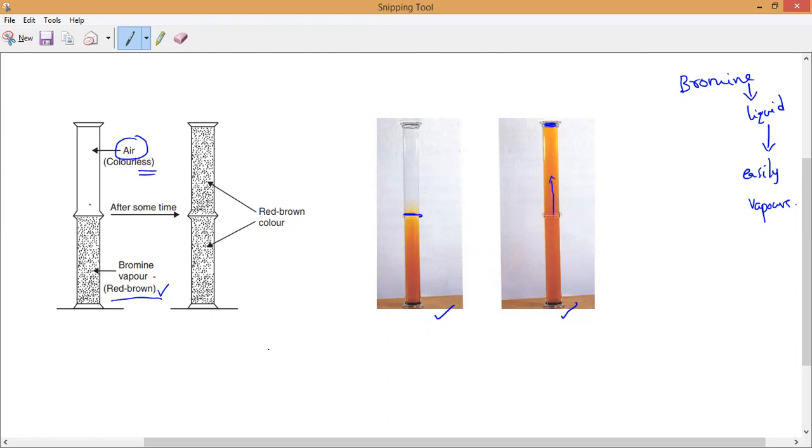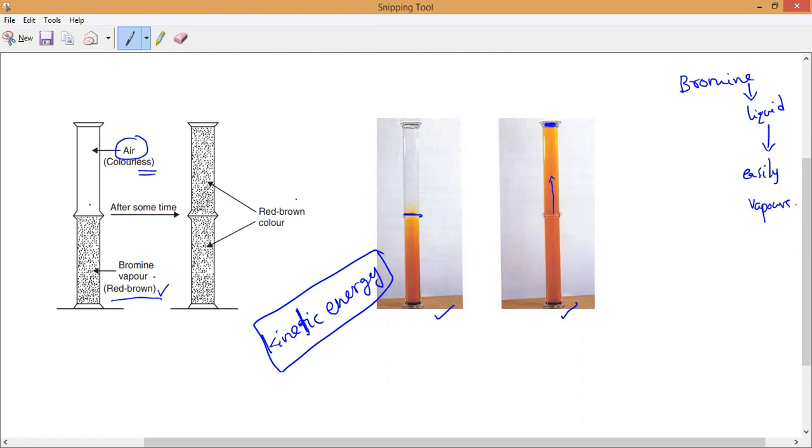I told you the reason behind it. Why, guys? From higher concentration to lower concentration. Bromine particles have high kinetic energy, so that is why they will move towards the upward direction.